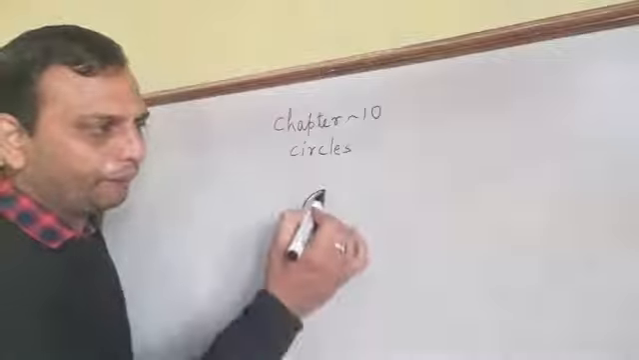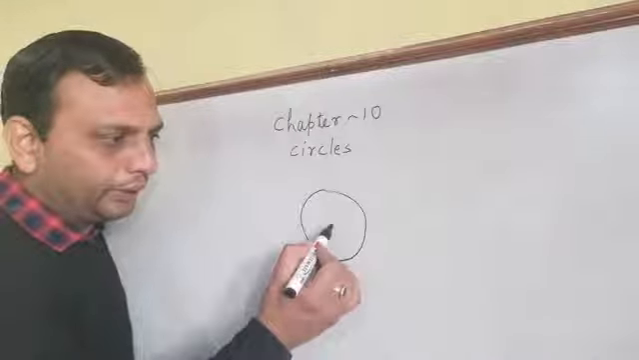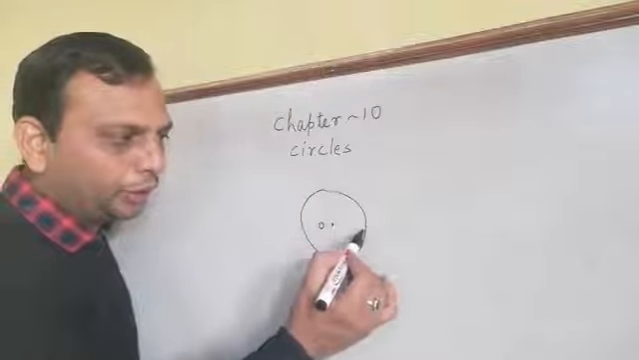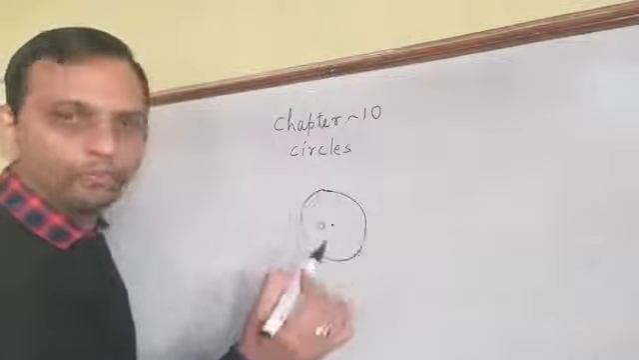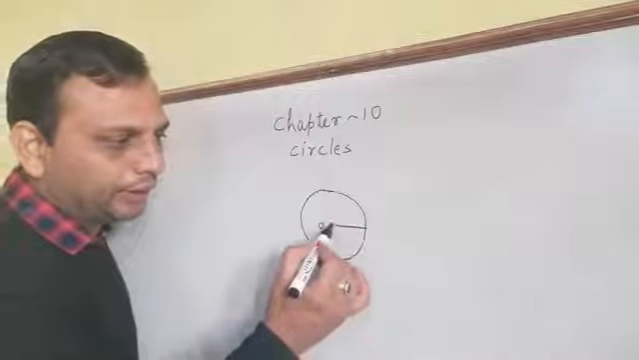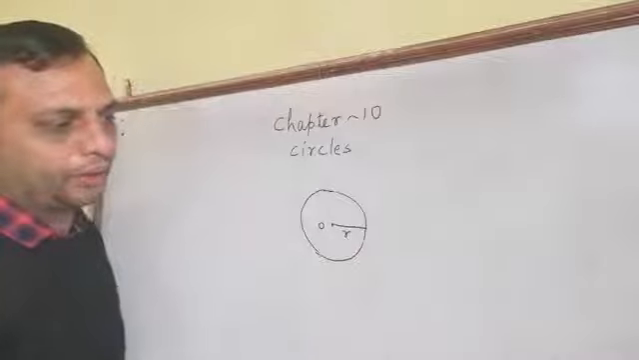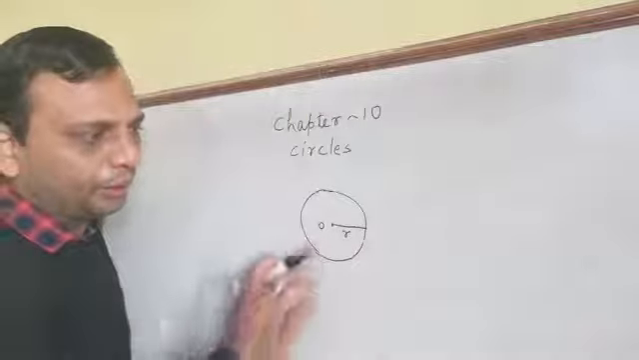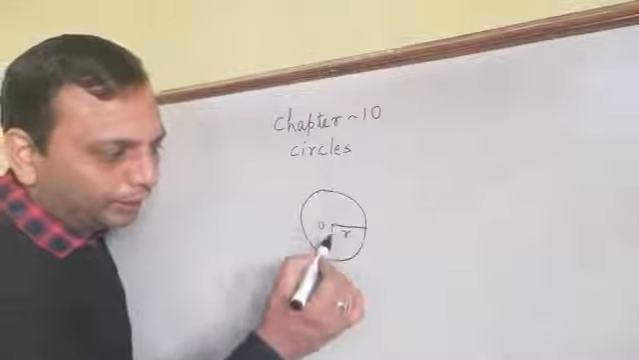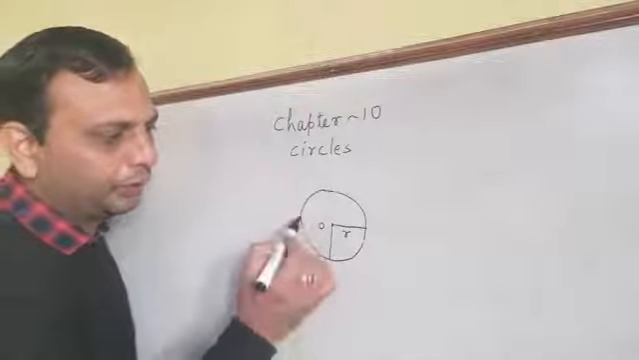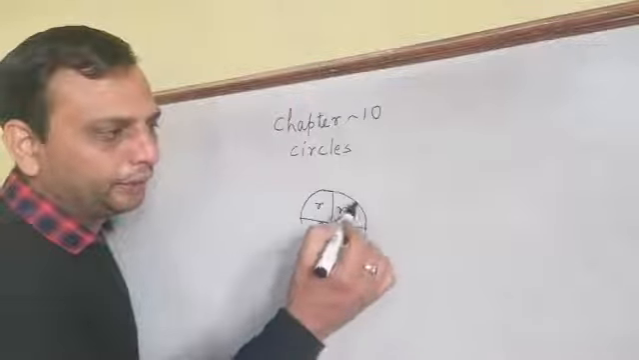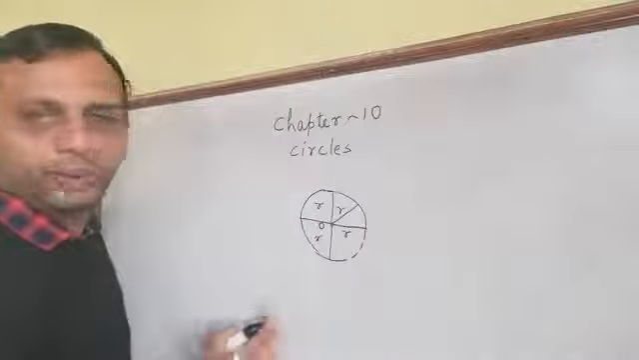Now, some things about a circle may be unknown to you. This is a circle, and this is called the center of the circle. This is called the circumference or boundary of the circle. From the center to the circumference, this distance is called the radius of the circle. Anywhere from the center to the circumference is called the radius of the circle.